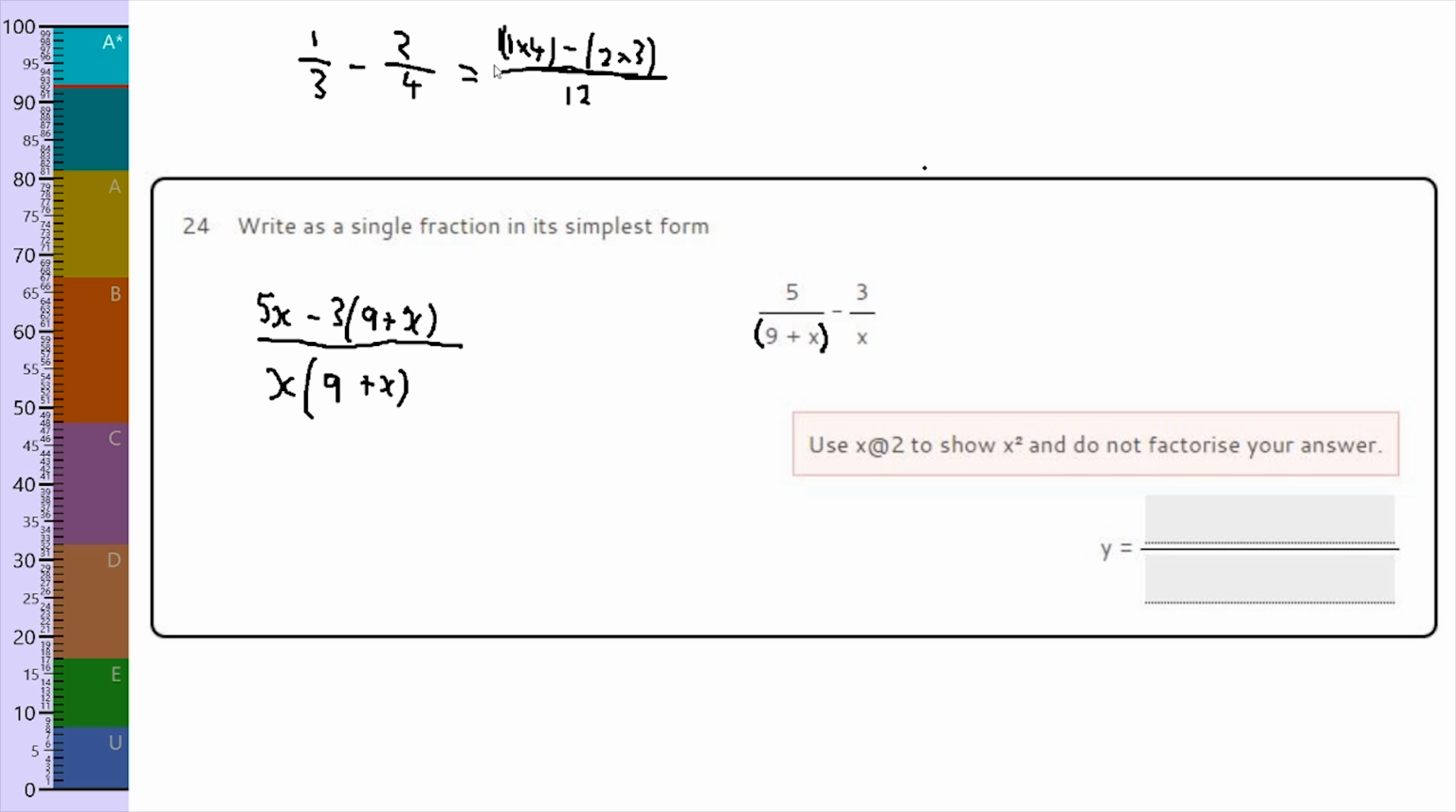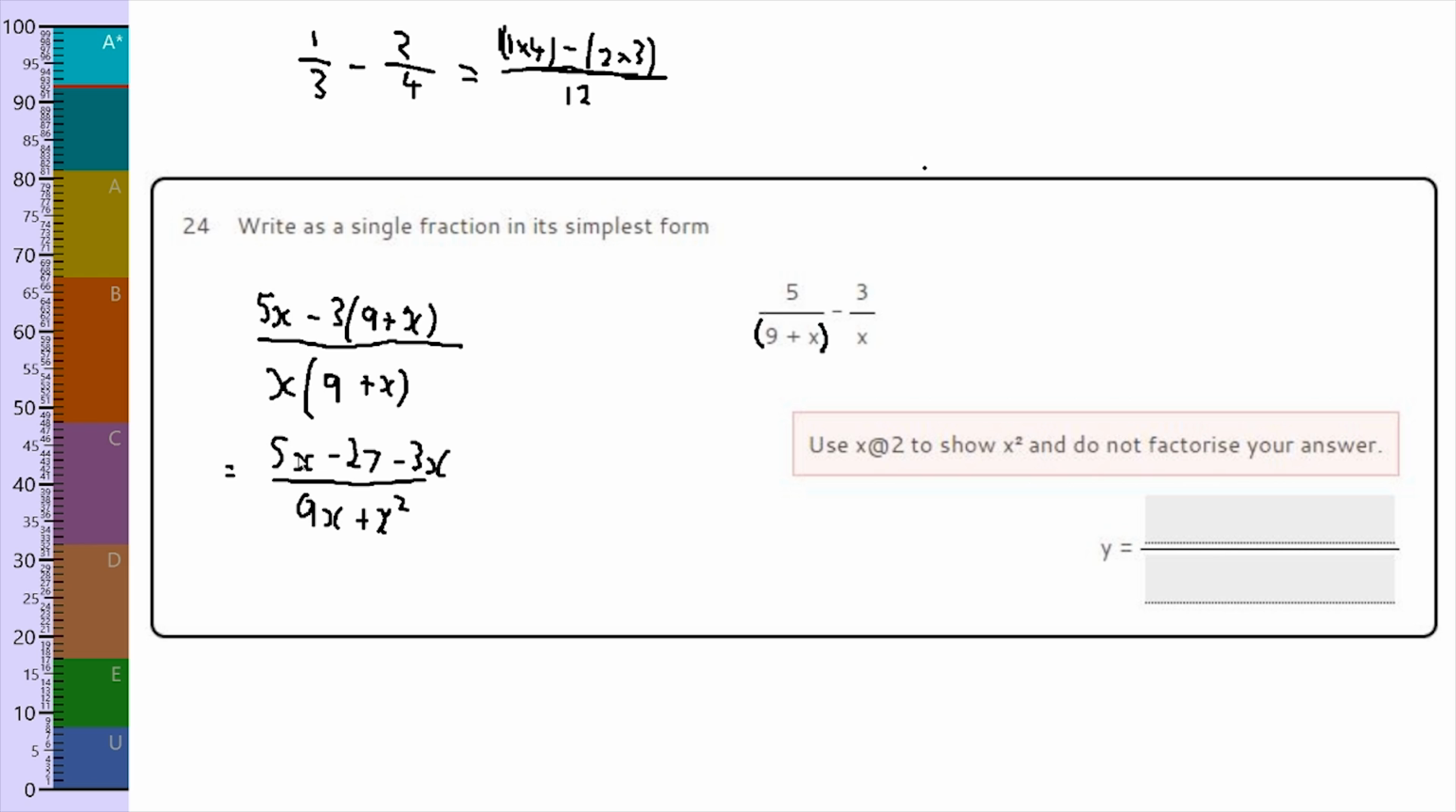It's exactly the same as you would do with this question. I've done the same thing, it's just got more algebra in it. And that equals, so let's get rid of the brackets. 5x take away 27 by the looks of it. Now don't forget this is a minus 3 and we're doing smiles and rainbows, so minus 3 times x is minus 3x, and then over, let's expand this as well, 9x plus x squared.